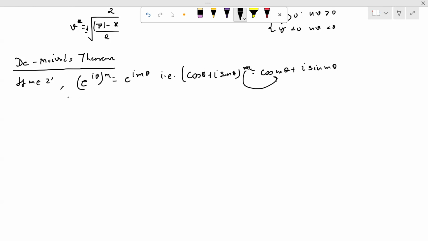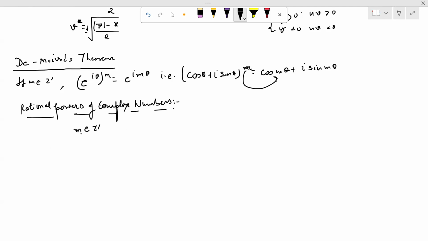Another thing that you need to remember is that we want to find the rational powers of a complex number. What do I mean if I say that we want to find the rational powers of complex numbers? So we want to find that if m is any natural number, then it's fine, you've already written m.